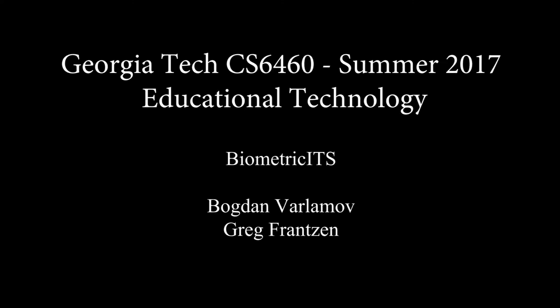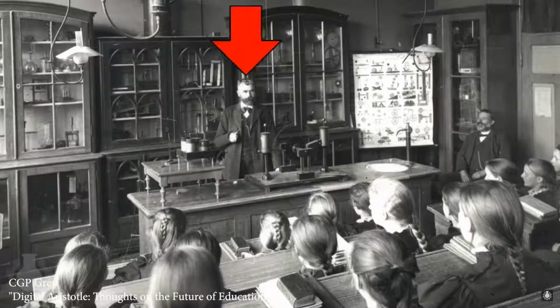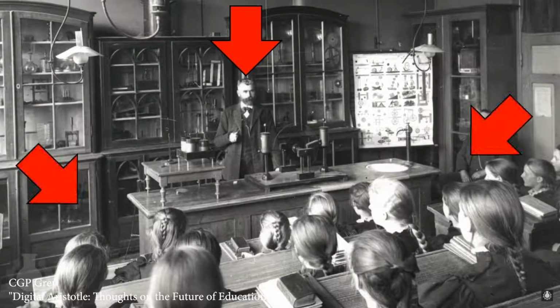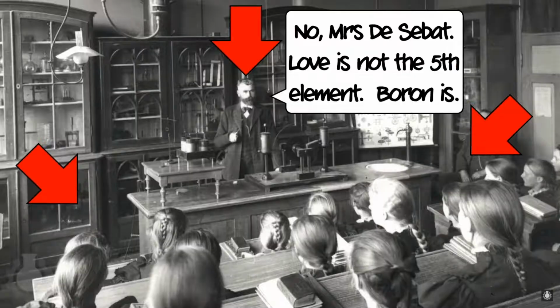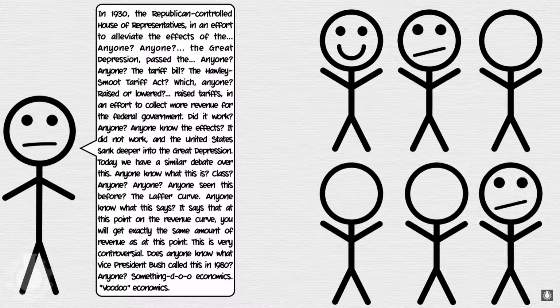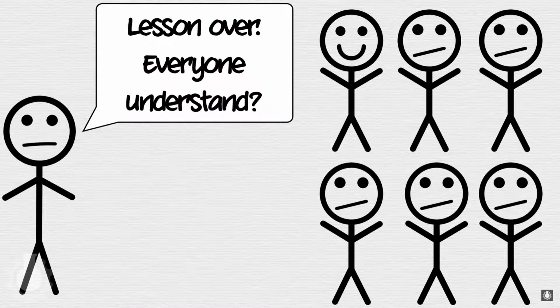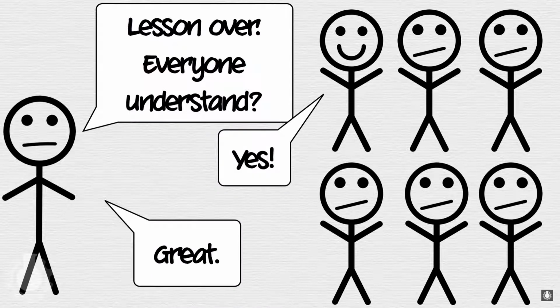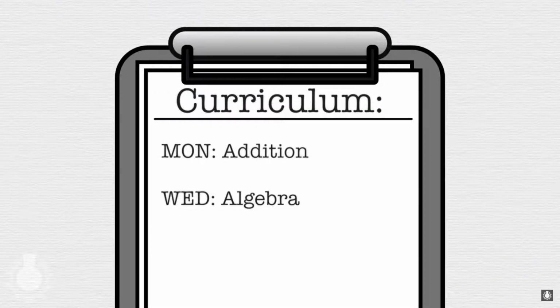Consider the following description from CGP Gray's video called Digital Aristotle: Thoughts on the Future of Education. This is how schools have pretty much always looked. A guy in the front who knows all the things and students who don't, so the guy tells them. But a teacher explains things at the right pace for maybe one student in the room during a lesson. Everyone else is either bored because they already understand the material or lost because they're missing knowledge they should already have. But at the end of the lesson, regardless of student understanding, the curriculum marches relentlessly on.